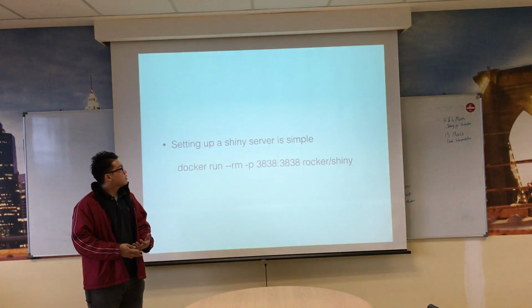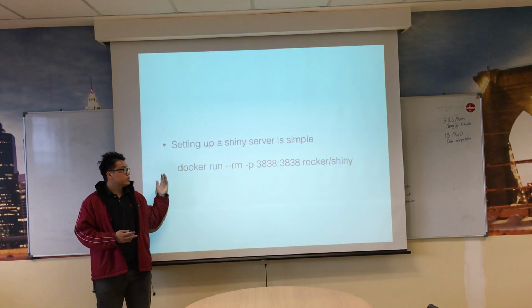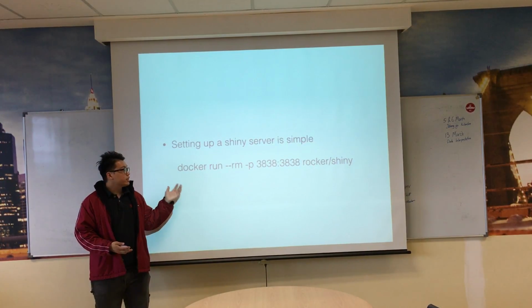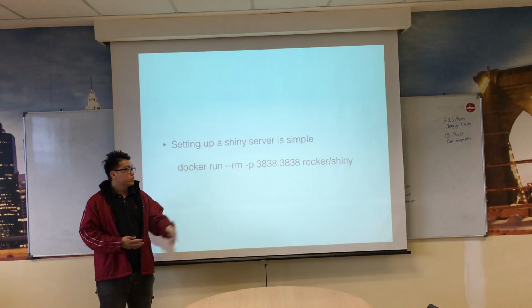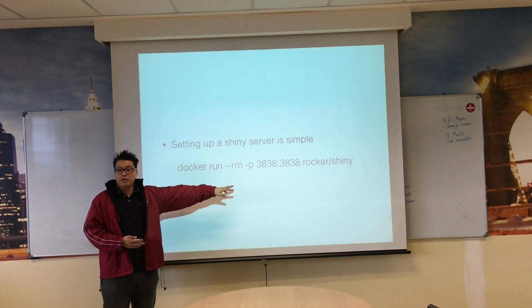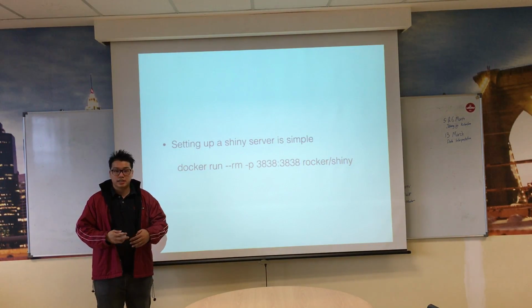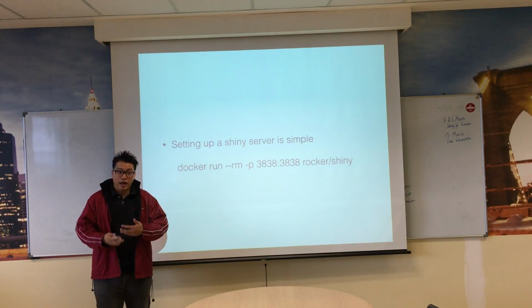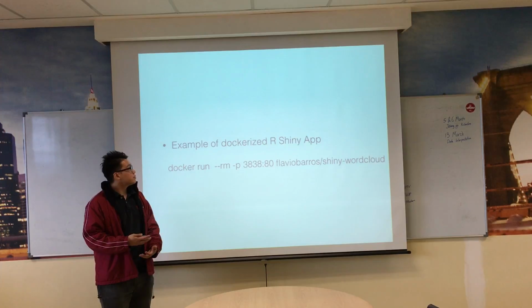To set up a Shiny server, it's simple. Once you have installed Docker Toolbox and everything, you just run this in your terminal: docker run --rm -p. So you're actually using port 3838 from your localhost, and rocker/shiny is just setting up a Shiny server. If you want to run other Shiny apps, you will edit the Dockerfile. We'll look into the Dockerfile later.